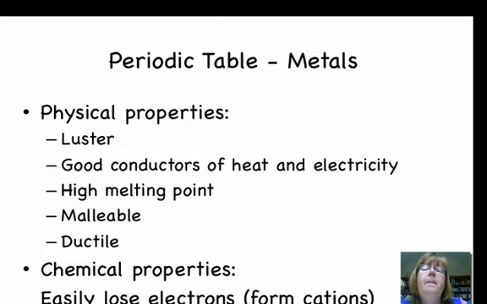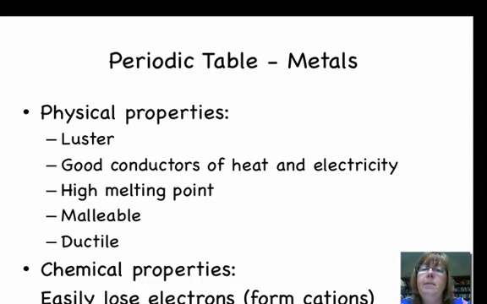All right, the physical properties of the metals. They have luster, they're shiny. Most of the metals are just kind of a grayish solid at room temperature, and they can start to look dull when they oxidize in the air. They are good conductors of heat and electricity. They have high melting points.